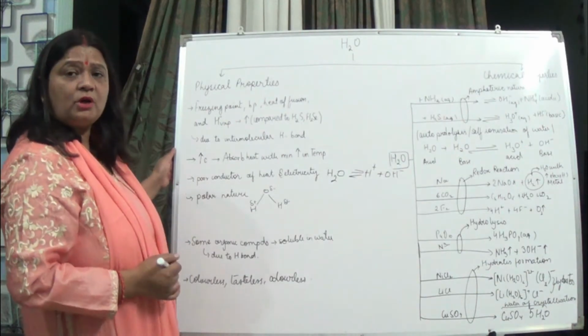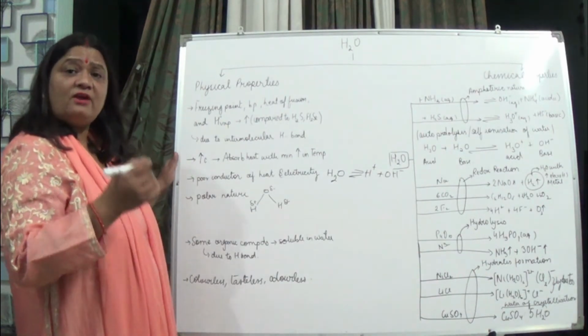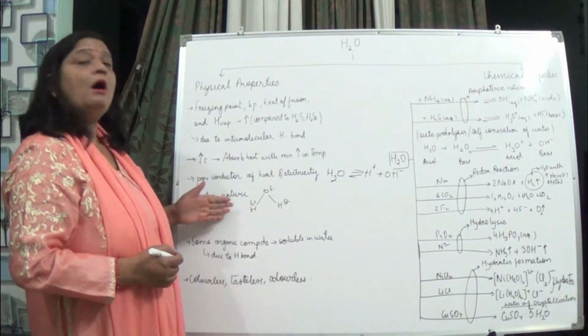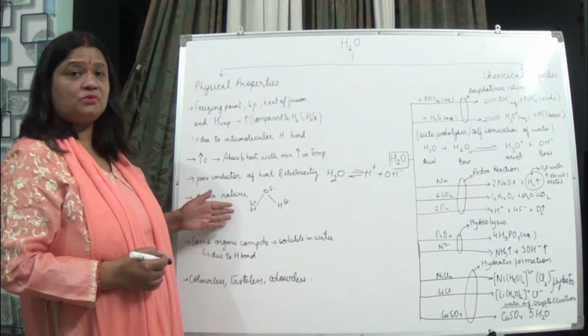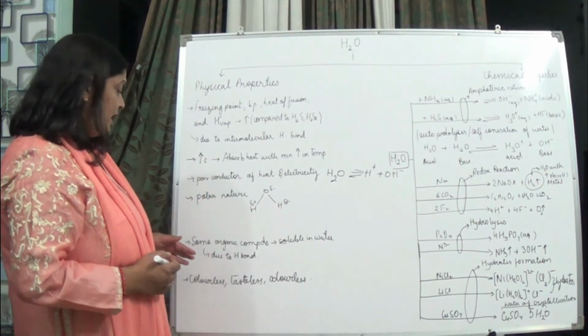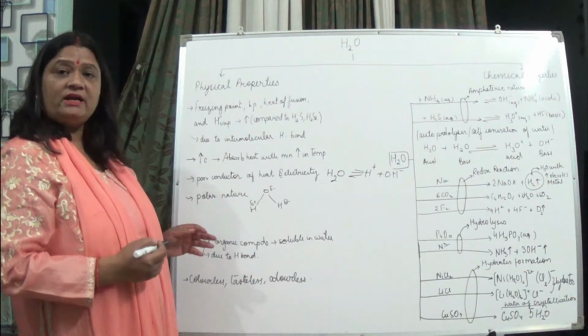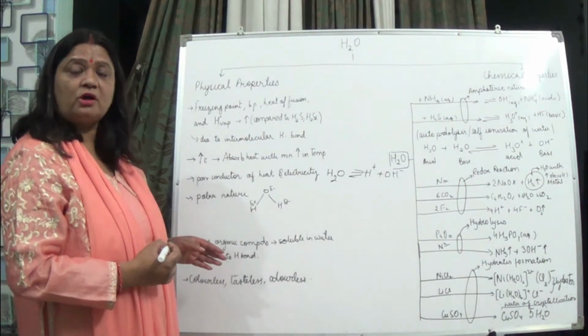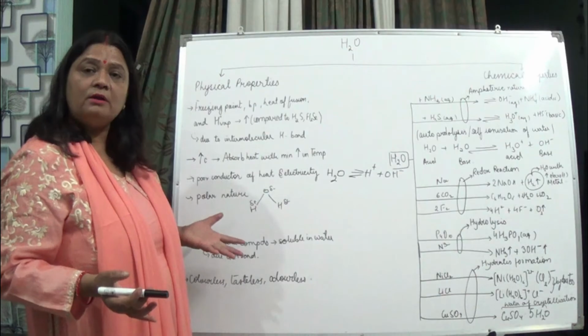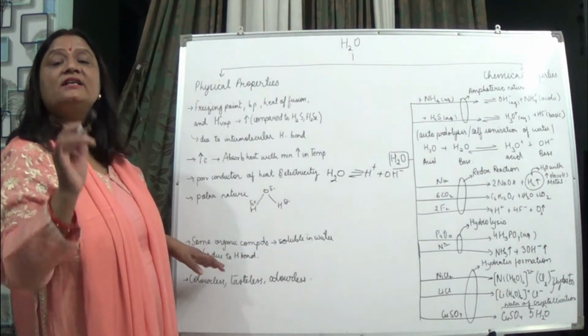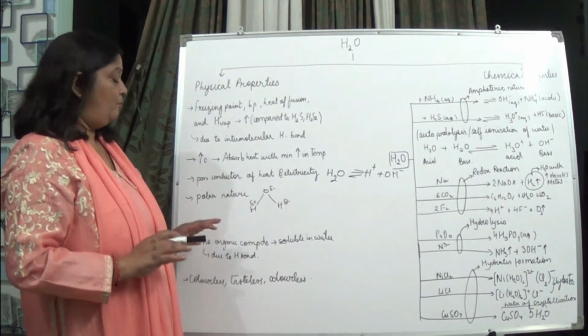When we talk about organic compounds, they find difficulty in dissolving in water because organic compounds are not polar in nature. But yes, some organic compounds are soluble in water. Why are they soluble in water? Because they consist of hydrogen bonds.